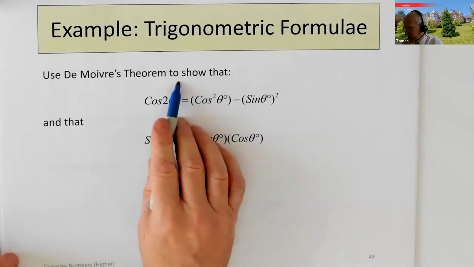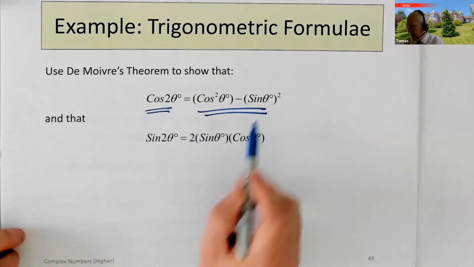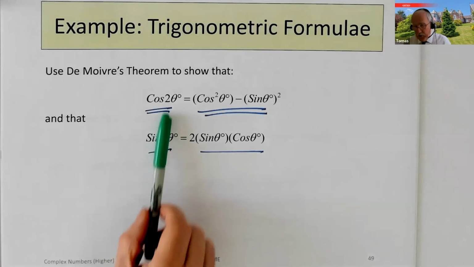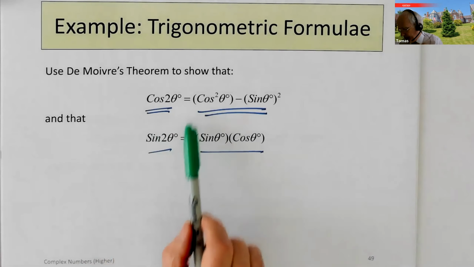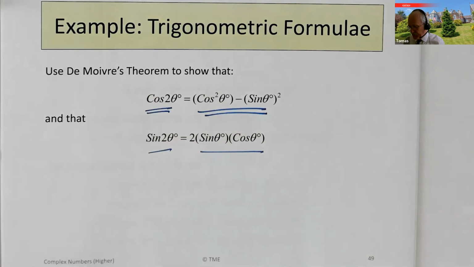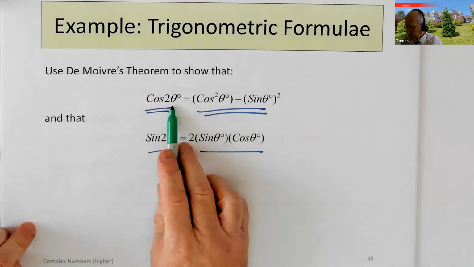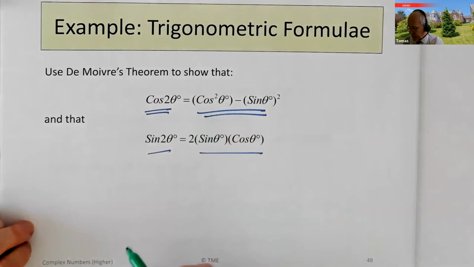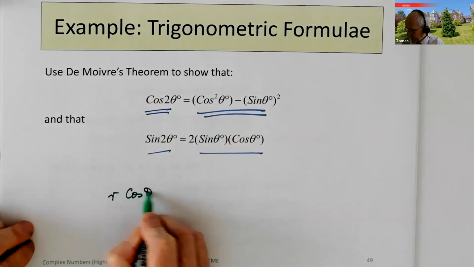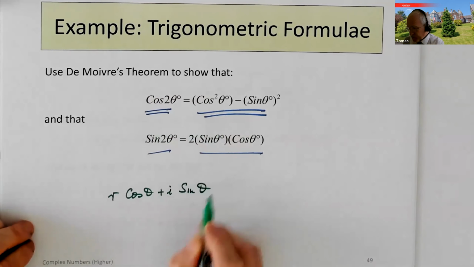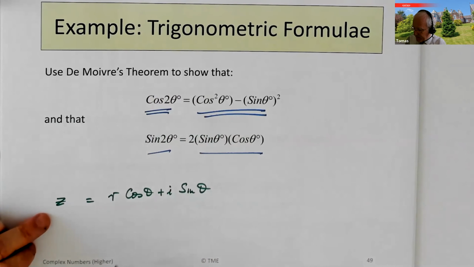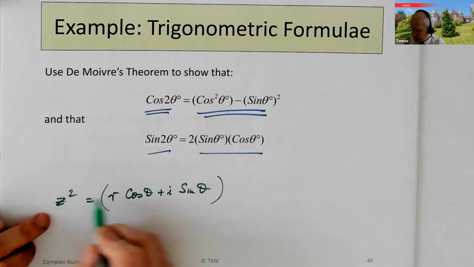So use de Moivre's theorem to show that cos 2 theta is equal to cos squared theta minus sine squared theta, and that this is equal to this. Well, these are formulae that are in your tables, in the logbooks, and you can look them up, but you're asked to prove it or show that. Really, you have to use de Moivre's theorem here. There's a 2 here and a theta. So cos theta plus I sine theta is your standard complex number. But they're interested in that being squared. So let's look at this.